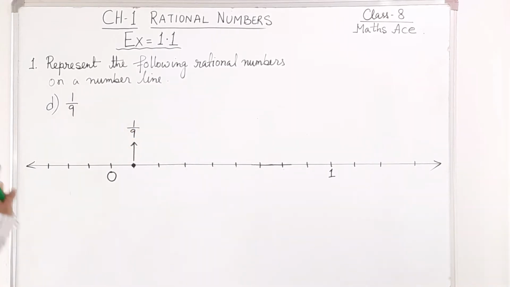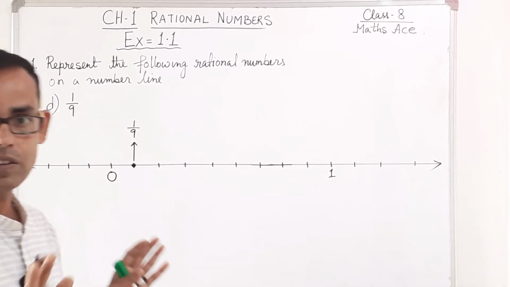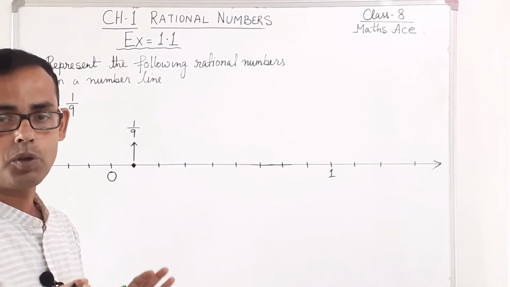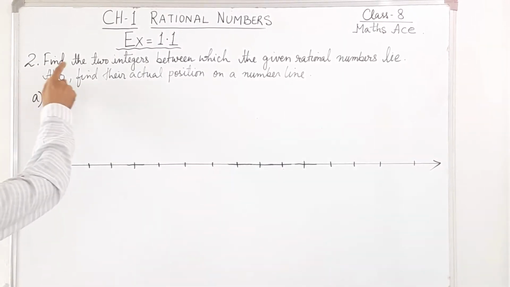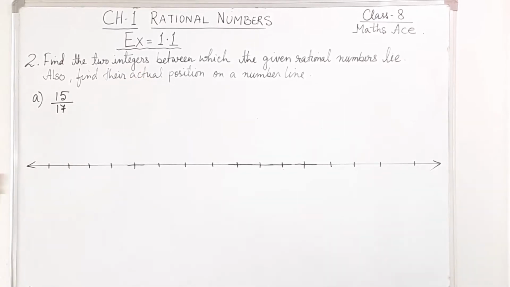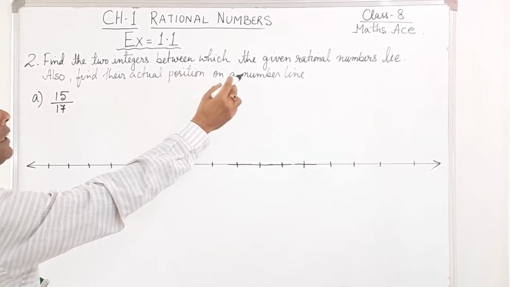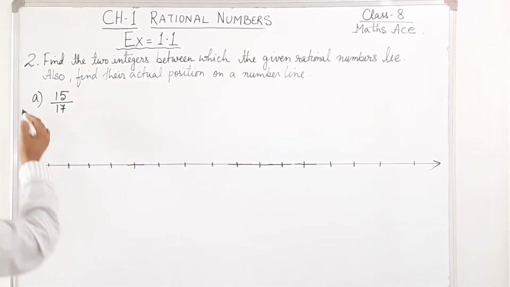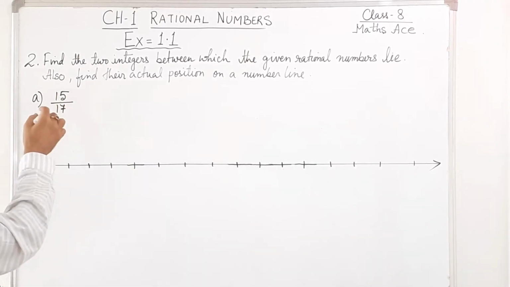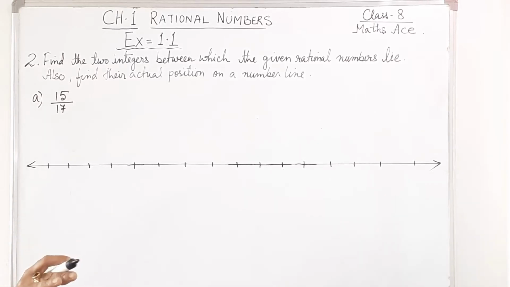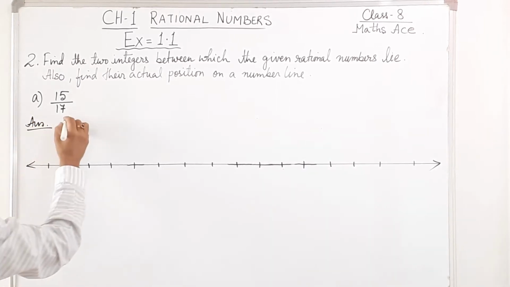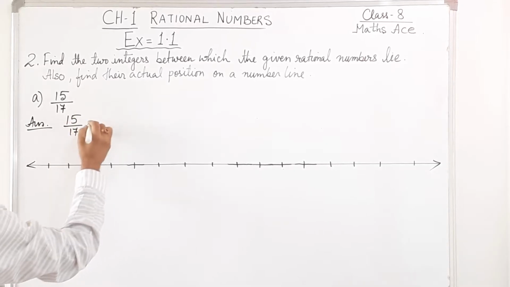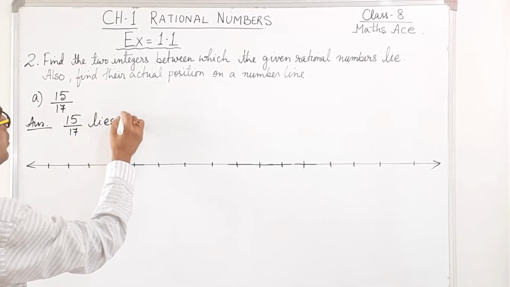Clear? So question number 1, A, B, C, D, all the sums I have solved, and it's time for you to practice. Okay? Now question number 2, find the two integers. You have to find out two integers between which the given rational numbers lie. So the rational number is here. This rational number is lying between which two integers? Okay, that only you have to find out. So if I want to do the answer, I can write 15 by 17 lies between.